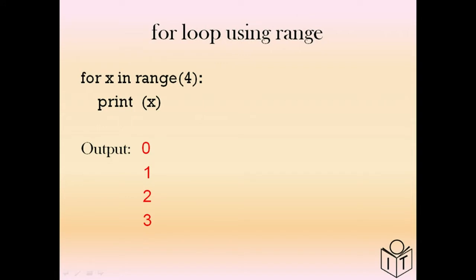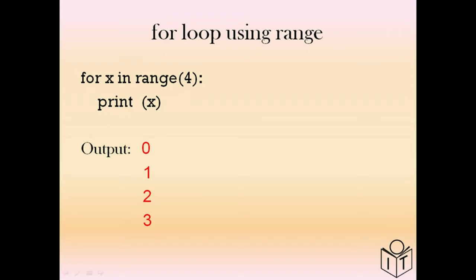The same thing will happen if we use the term range. So range in brackets, if you just use one number, will say how many times you want to go round in the loop, but it starts at 0. So in this example we start at 0 and we go up to 3.